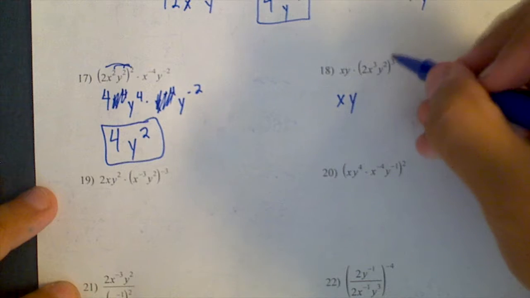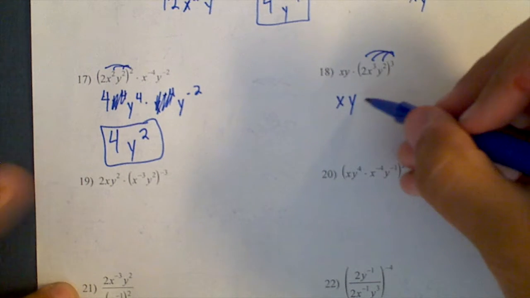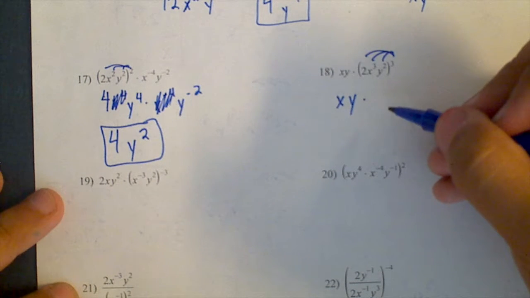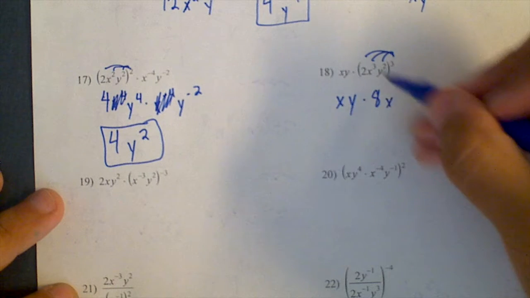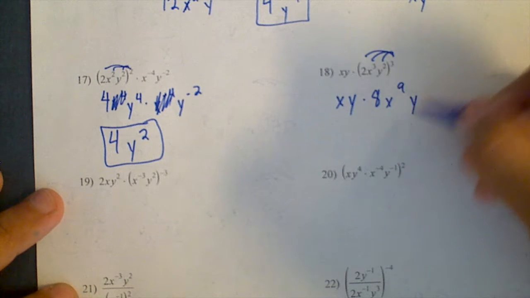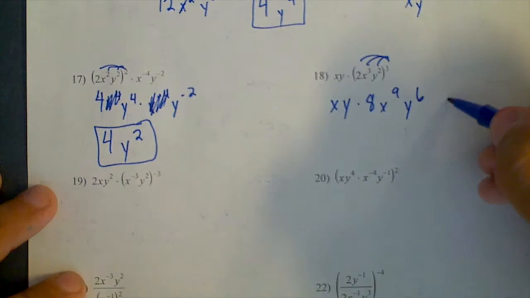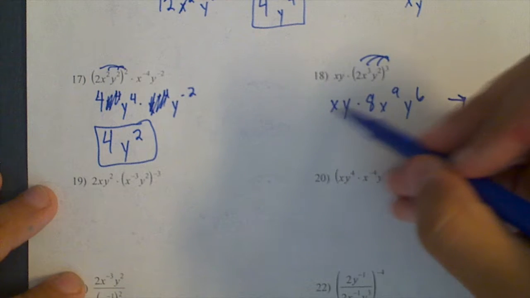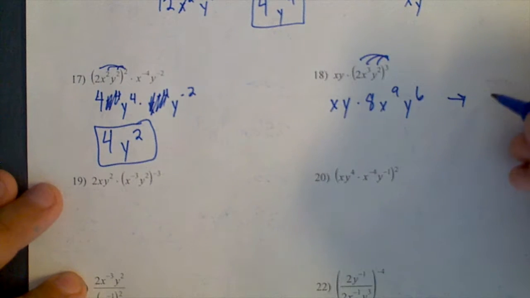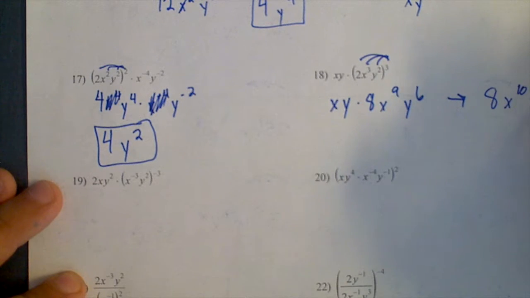18, keep the x and the y, apply this 3 to everything on the inside. 2 to the 3rd power is 2 times 2 times 2, which is 8. Keep the base, multiply the exponents. Keep the base, multiply the exponents. I have x to the 9, y to the 6th, and I have one extra x and y here. So the 8 will stay the same, but it becomes x to the 10th, y to the 7th.